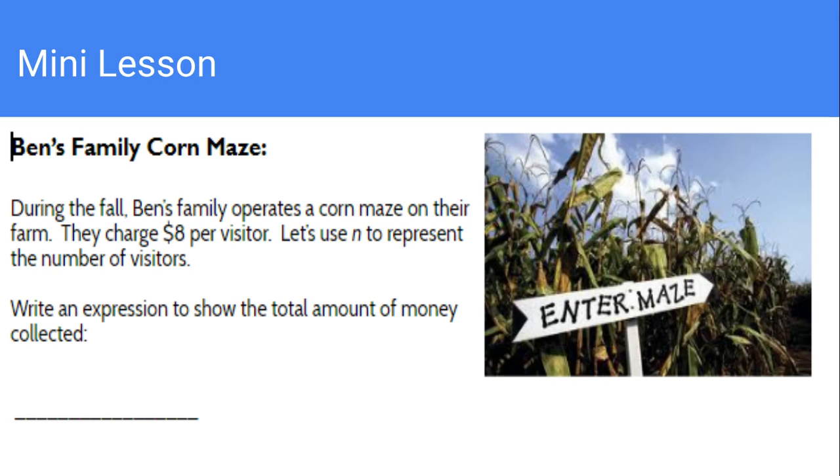Now remember, expressions do not have equal signs, so let's take what we know. We know that they charge $8 per visitor, so our expression is going to be 8N, 8 times the number of visitors. Are there any questions on that?